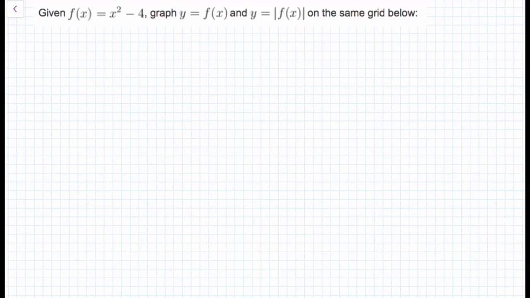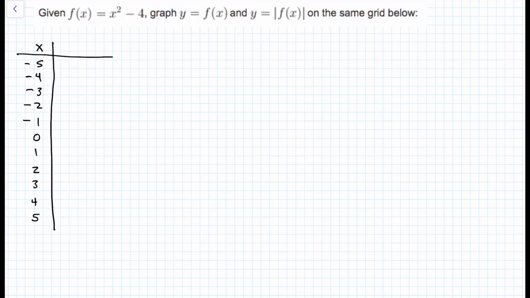Okay, given f of x equals x squared minus 4, graph y equals f of x and y equals the absolute value of f of x on the same grid below. So what I'm going to do is make a table of values for both of these graphs, for y equals f of x and y equals the absolute value of f of x. So it's just going to be one big table of values.